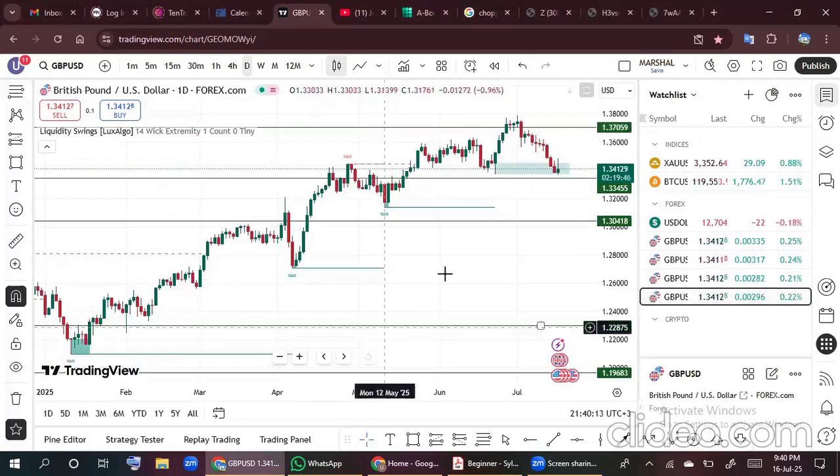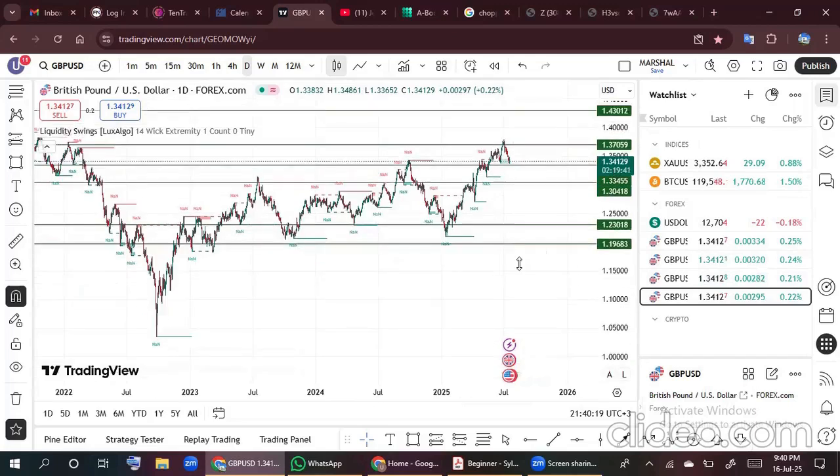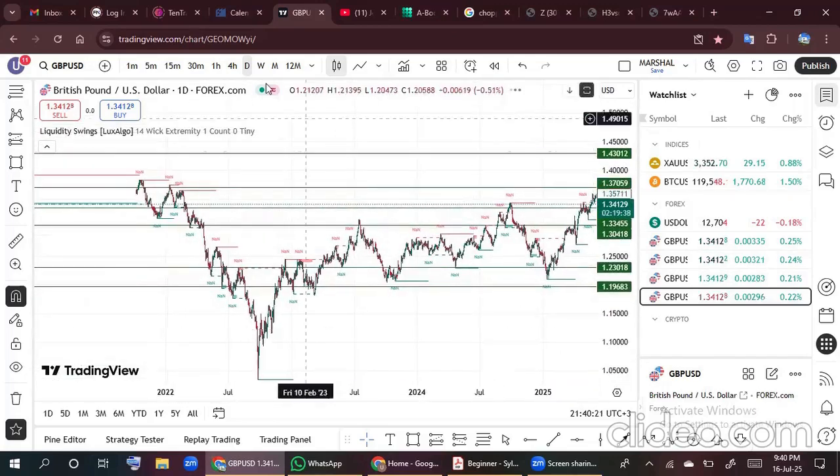So, key levels, support, resistance, and zones. Is there any question from this?